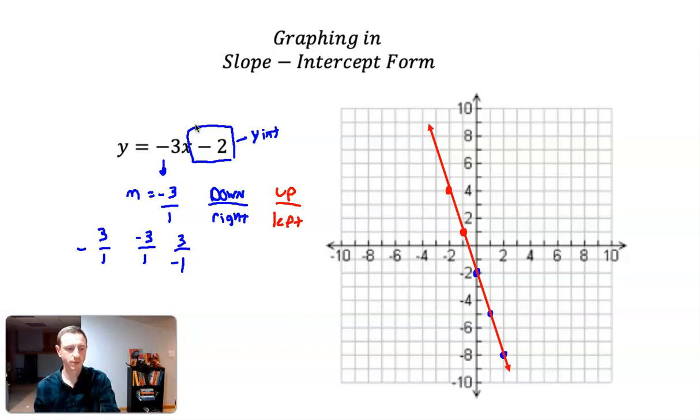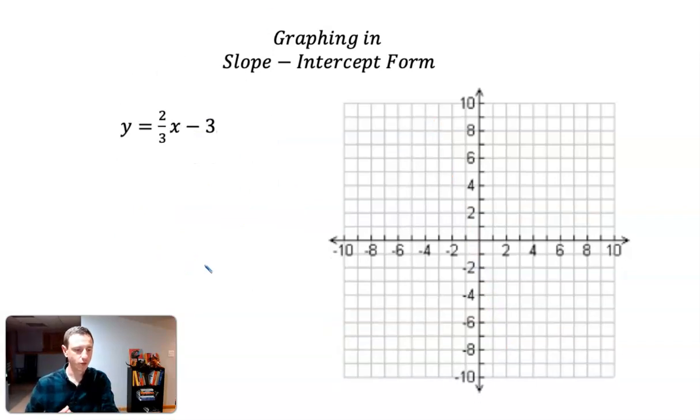So in these last two examples, we just looked at values of just a number over 1. Let's look at a scenario where it's not just over 1, where it's an actual fraction. So in this one, we have y equals 2/3 x minus 3. So my slope is 2/3, positive and positive.